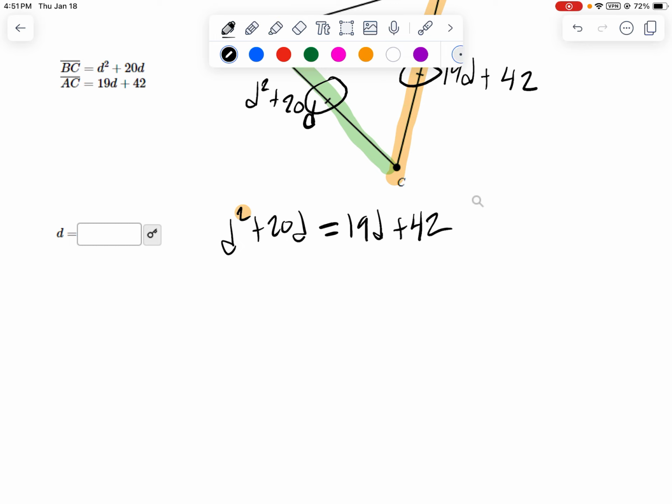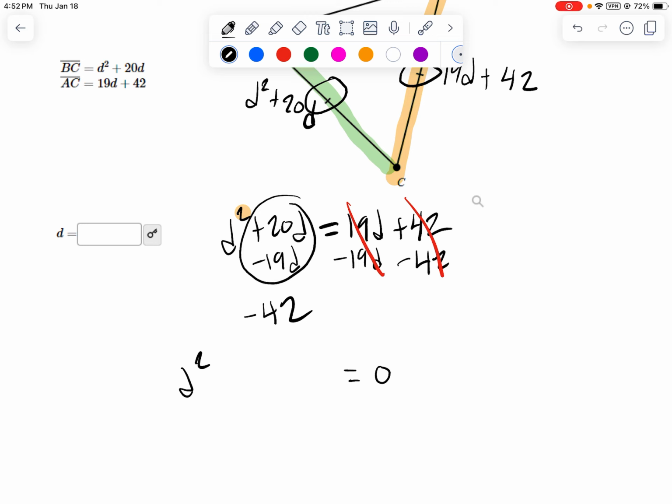In order to factor, you need to get everything onto the same side. I like the d squared to stay positive. That helps you with your factoring shortcut. So I'm going to subtract 19d, moving that to the left side. I'm also going to subtract 42 and move that to the other side. That cancels, and you're left with 0 on the right. On the left, we have d squared, 20 minus 19 is 1, and then minus 42. There you go. Everything's on the same side. Now you're set to factor.